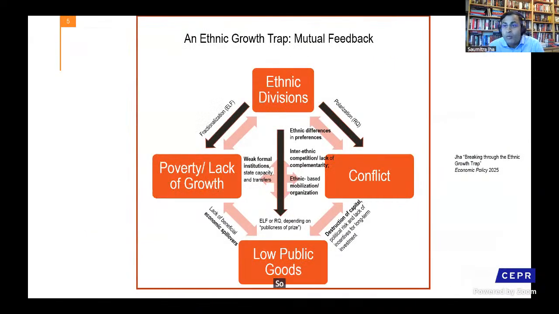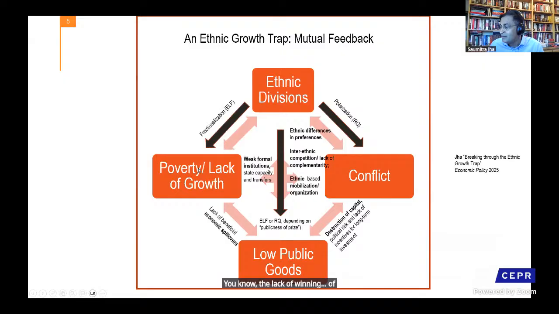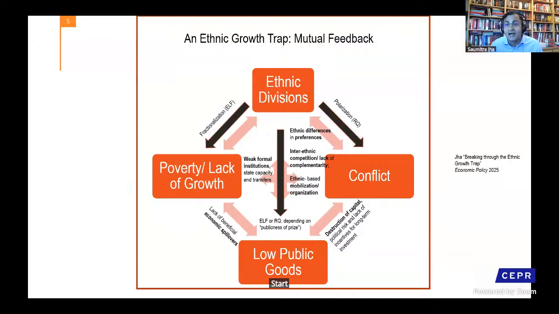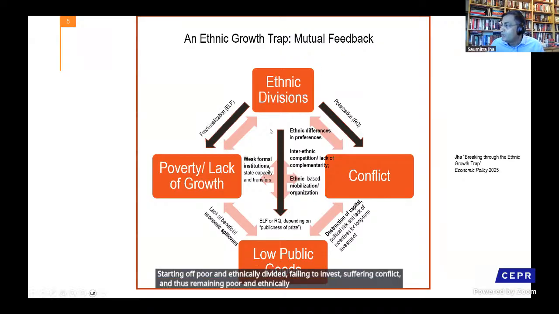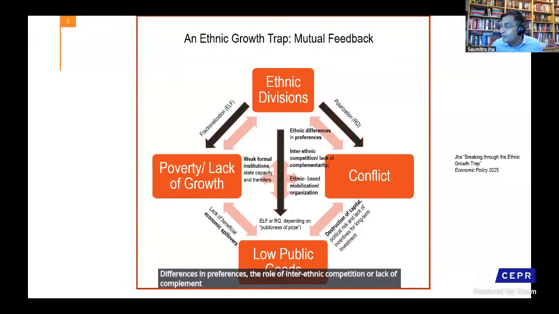So, where we were last time, one thing that we talked about was the feedback between ethnic divisions, the lack of growth and poverty, as well as the lack of investment in public goods on one hand, and that of ethnic conflict. You can imagine a series of mutual feedback loops which can lead to countries starting off poor and ethnically divided, failing to invest, suffering conflict, and thus remaining poor and ethnically divided. We talked about different potential ways this could work and intermediate channels, for example, weak formal institutions, differences in preferences, the role of interethnic competition or the lack of complementarity between groups, and trying to understand the importance of mobilization and organization.